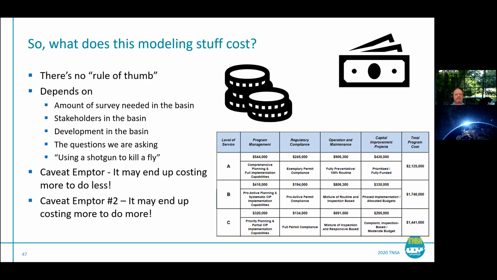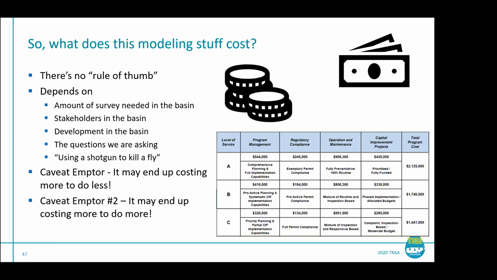Buyer beware here: it may end up costing more to do less. If you're just picking at things over and over again, sometimes pulling the Band-Aid off and understanding the basin and prioritizing things ends up saving you a lot of staff time and a lot of headaches. But then, buyer beware number 2, it may end up costing more to do more. If you just select this basin because it's an easy one to do, you may end up with very few projects or very little benefit cost out of it.